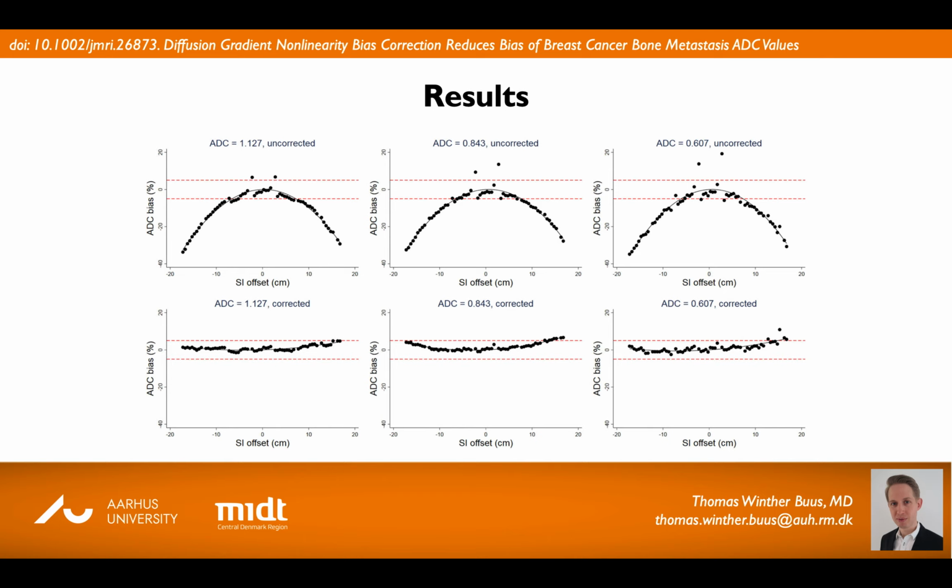And here are our results from the diffusion phantom. On the top row, we have the uncorrected ADC values for the 0% polymer solution, 10%, 20% with the different ADC values. On the bottom row, we have the ADC values after correction. As is pretty evident, we see a lot of bias with increasing SI offset here, almost 40% at 18 centimeters SI offset. And this is completely removed after correction. There's a tendency towards a slight overcorrection for all polymer solutions.